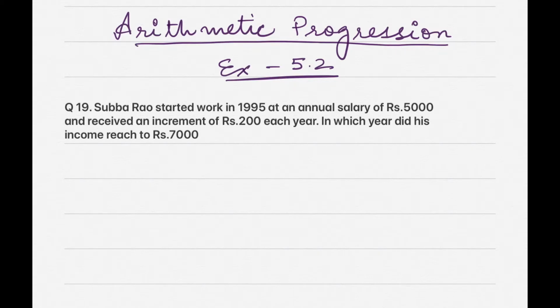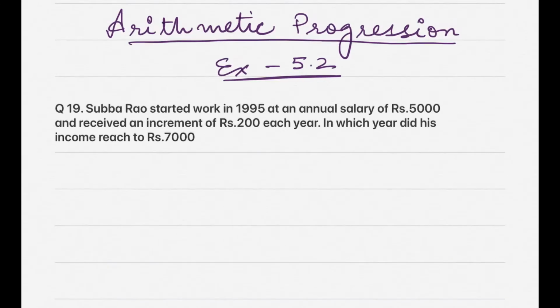Question number 19 says Subbarao started work in 1995 at an annual salary of rupees 5,000 and received an increment of rupees 200 each year. In which year did his income reach 7,000? By looking at the question, we know that my A is rupees 5,000, right? So A is 5,000 and the increment is 200 every year.